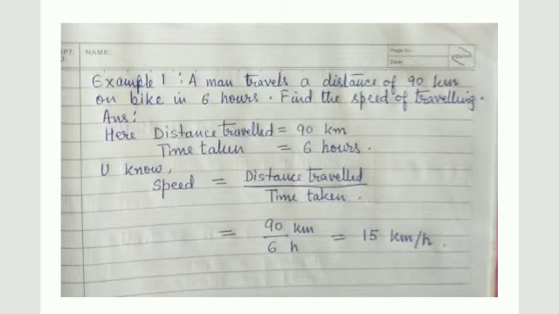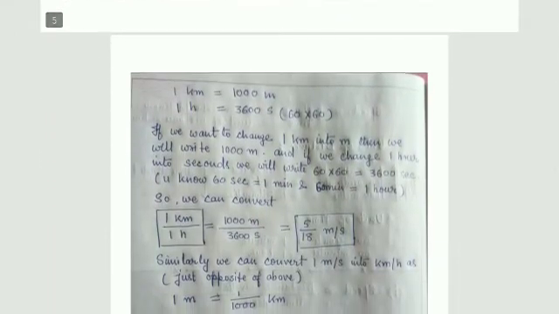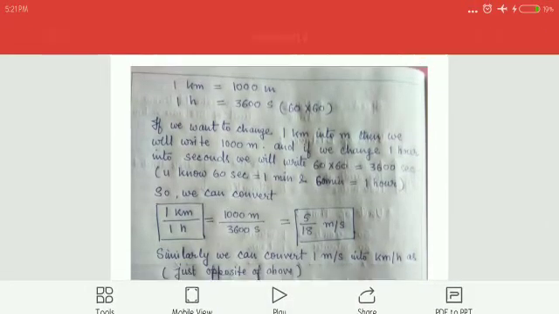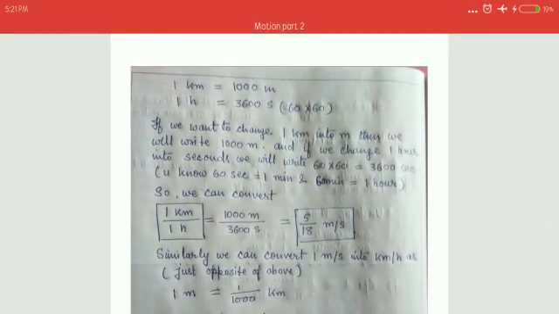Here there is no case of changing units. So you can write kilometer per hour. Given in kilometer per hour, and your answer is kilometer per hour. So our answer is 15 kilometer. 90 divided by 6 is equal to 15 kilometer per hour. This is the answer. Now come to how to change. How to change into one another unit.